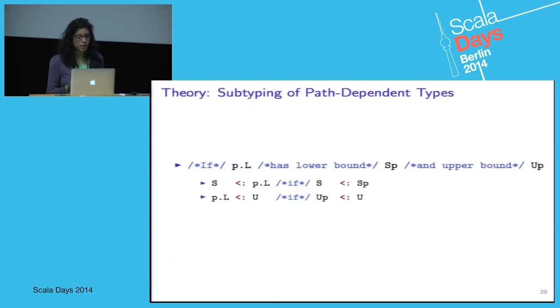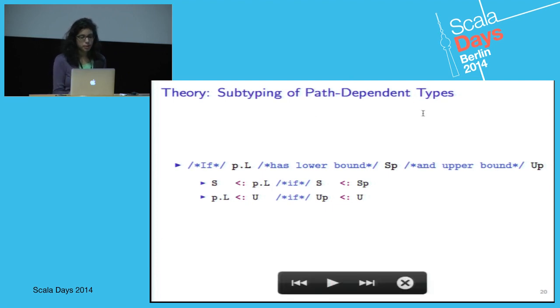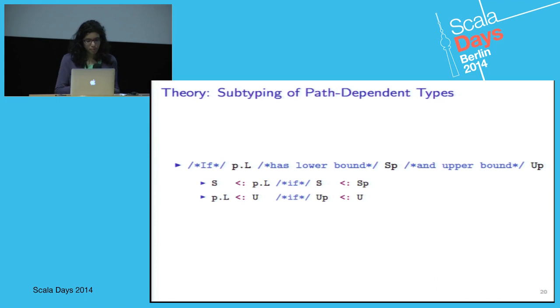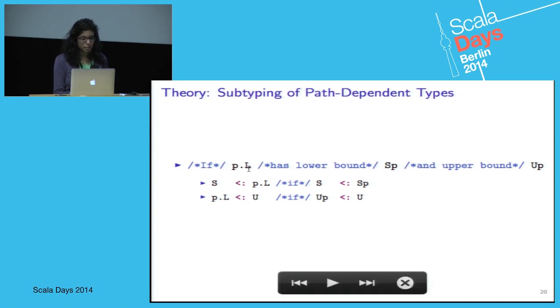And so now I just want to give a flavor also for how you subtype these path-dependent types. So the idea is that if you have a path-dependent type p.L, and you want to know whether S is a subtype of p.L, then what you do is you look at the lower bound, and you try to see if S is a subtype of the lower bound. And similarly, if the path-dependent type is on the left, then this time you look at the upper bound.